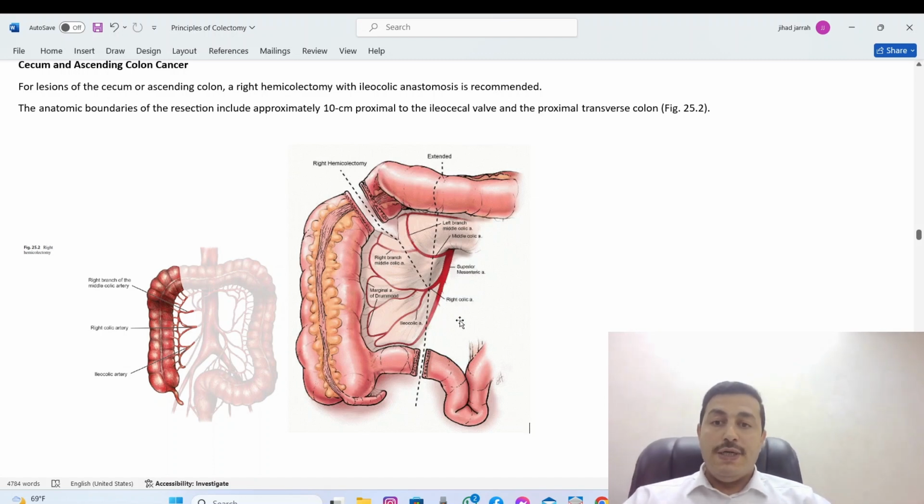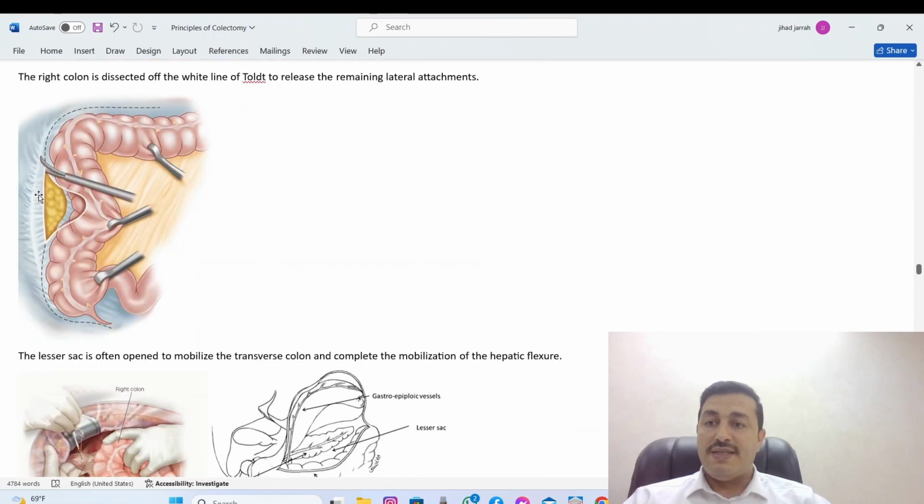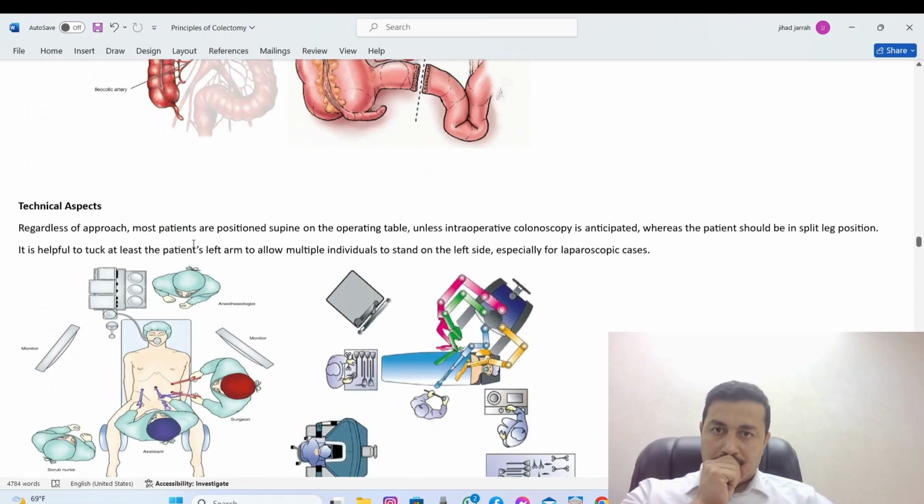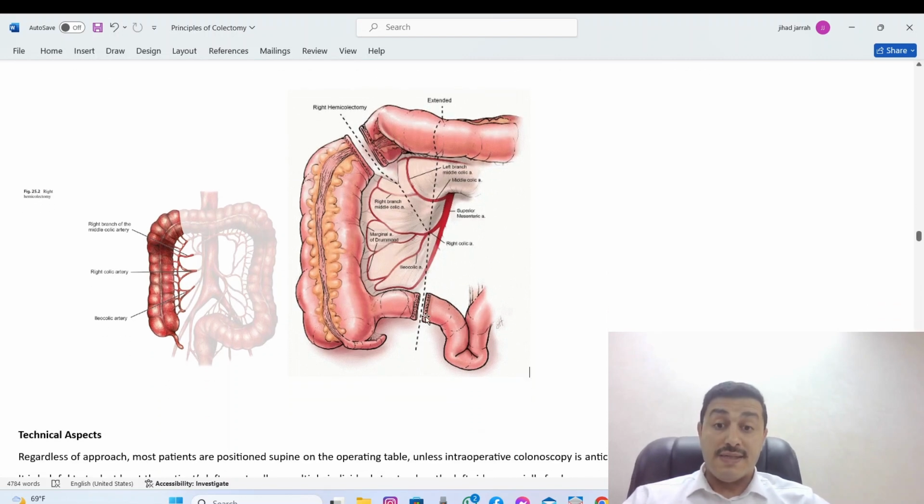Okay, we actually have many approaches. We can start from medial to lateral or lateral to medial, as in this picture, from lateral to medial. We can perform it laparoscopically, open, or robotic. The anastomosis depends on the surgeon preference: end-to-end, side-to-side, stapler, hand sewn, intracorporeal inside the abdomen, or extracorporeal outside. So it's surgeon preference.